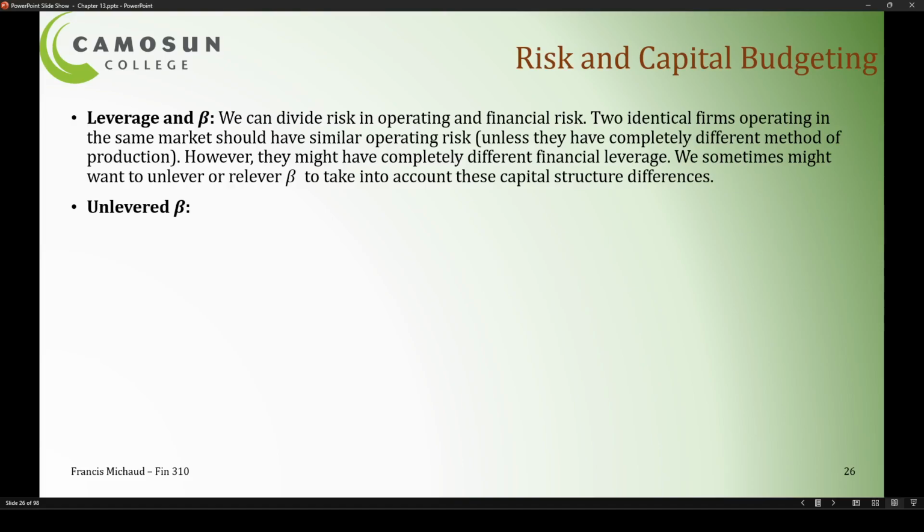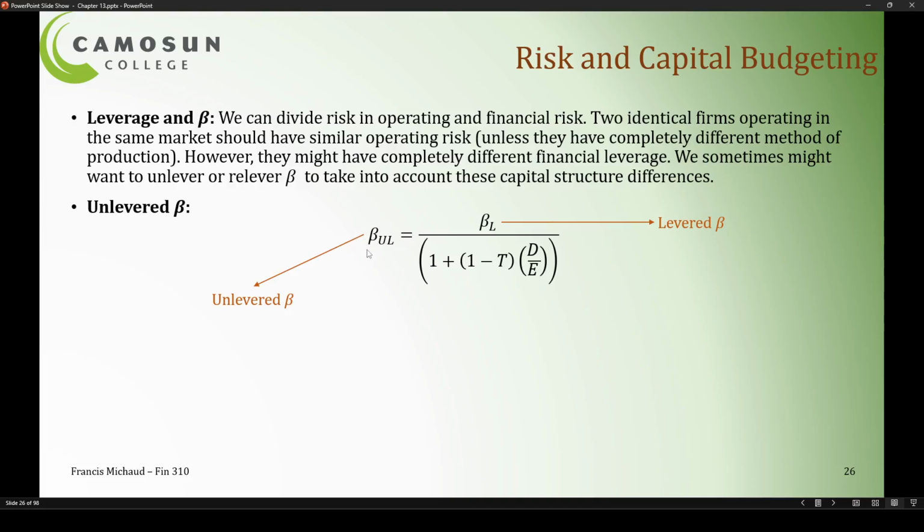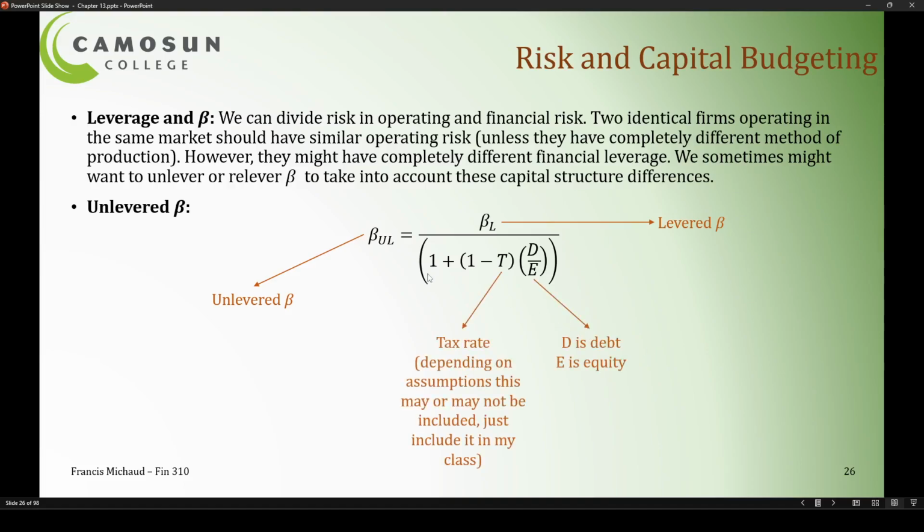So how can we calculate the unlevered beta? Well, the unlevered beta, by the way, is often called the beta on the asset, right? That's how much systematic risk our operations tend to have. So either we call it unlevered beta or the beta on the asset. It's just going to be our levered beta divided by this thing here, where T is the tax rate, D over E is the debt to equity ratio.